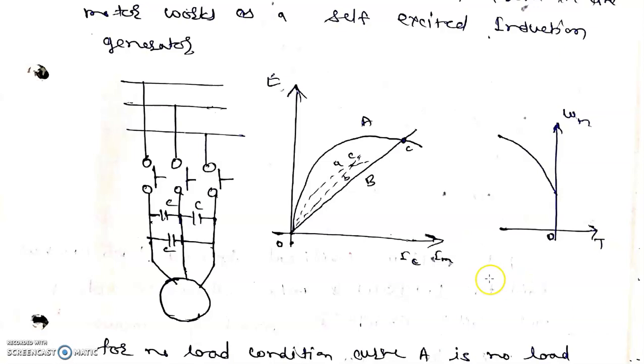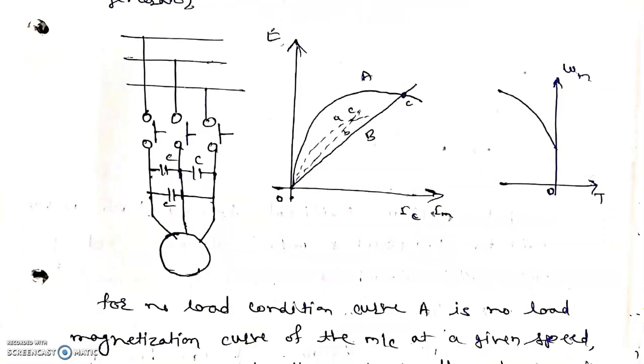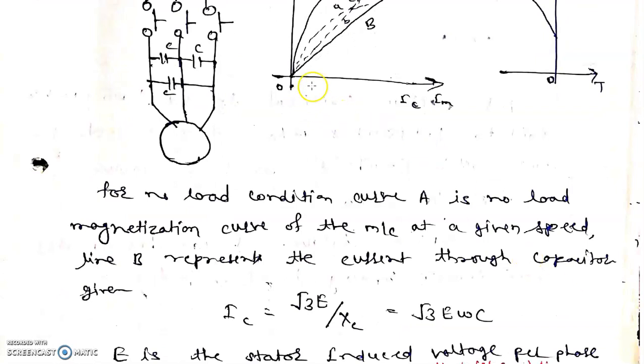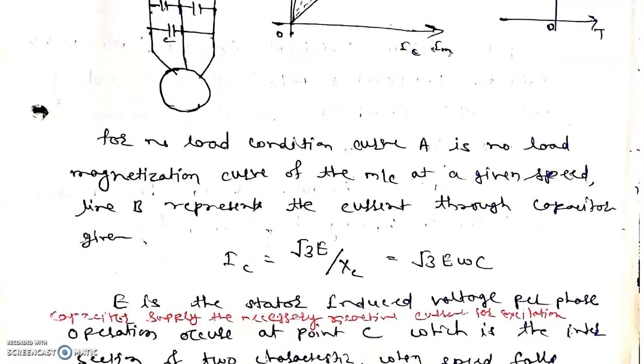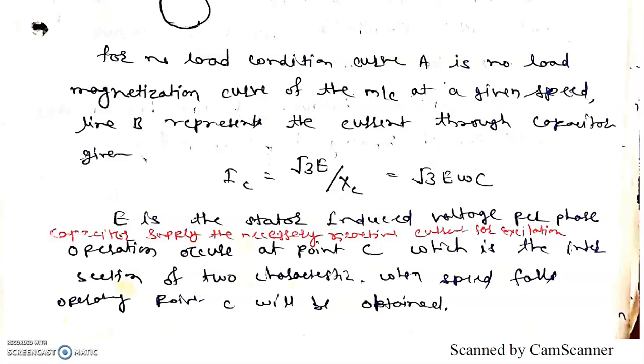This is the operating characteristic for this induction generator. This is characteristic A, characteristic B, and the intersection of both characteristics is point C, the operating point. Characteristic A is the no load magnetization curve of the induction motor, while characteristic B represents the current through the capacitor. The current through the capacitor can be expressed as IC equal to root 3 E upon XC, or root 3 E omega C, where C is the capacitance and E is the stator induced voltage per phase. This capacitor supplies the necessary reactive current for the excitation. So the operation occurs at point C.